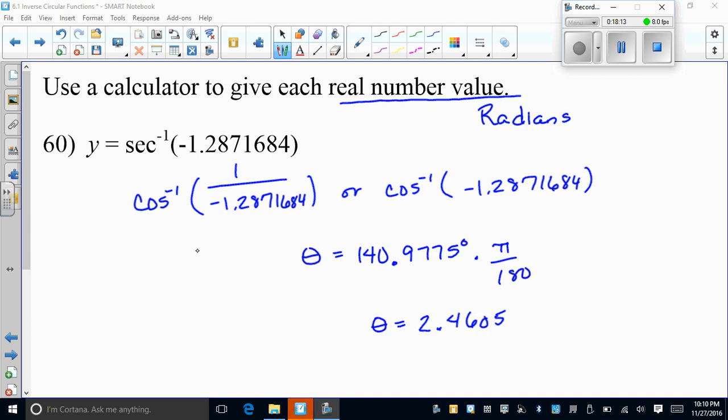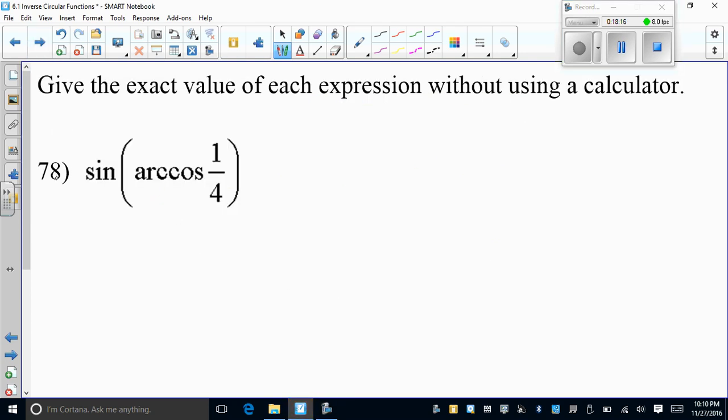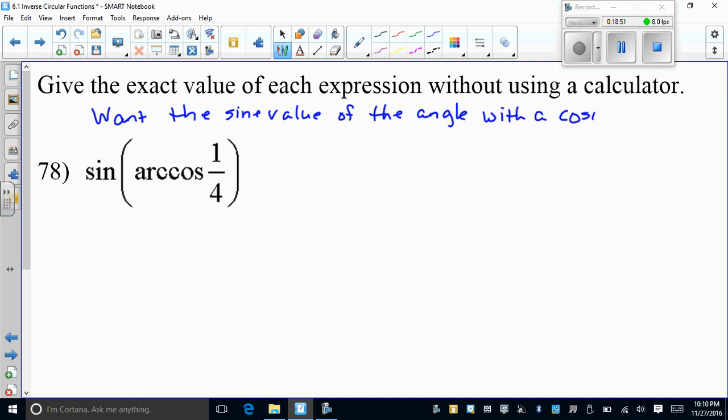Okay, now this is one not to get thrown off on. We've done these before. I want the sine value of the angle who has a cosine value of 1 over 4. So let's write that out. You want the sine value of the angle with a cosine value of 1 over 4.